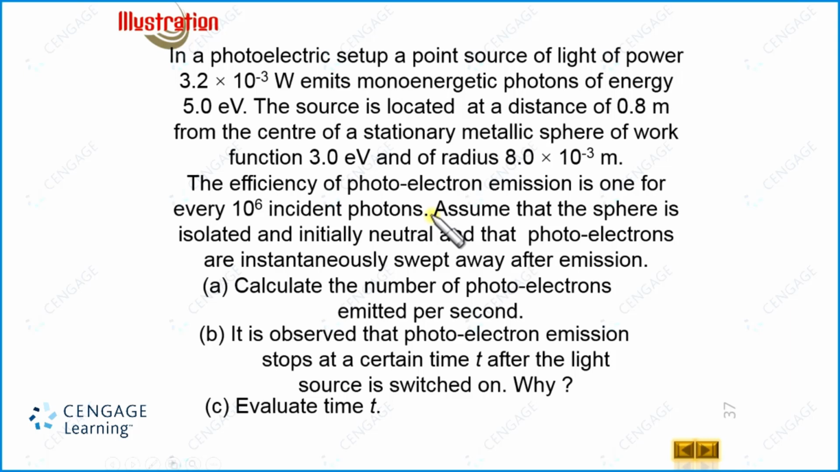The sphere was initially neutral. When electrons start releasing, the sphere gets positively charged. That means the positive potential of the sphere starts increasing, so it starts attracting the emitted electrons. The emission will stop when the kinetic energy of the electron is neutralized by the retarding potential of the sphere. So we can write eV equal to K max, where V is the potential of the sphere and K max is the maximum kinetic energy of the electron. That means the potential of the sphere should be equal to K max divided by e.